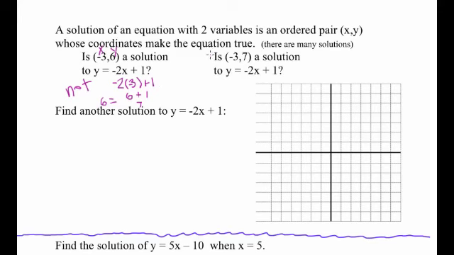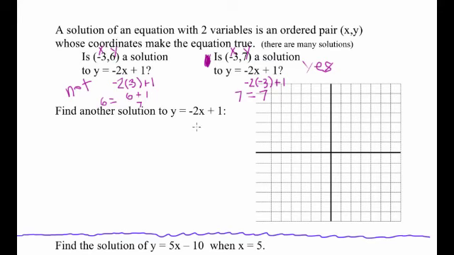So let's try negative 3, 7 over here. If we put in negative 3 for the x value and 7 for the y value, do we get a true equation? Well, if you put in negative 3 for x, negative 2 times negative 3 is positive 6. 6 plus 1 is 7. 7 equals 7. So yes, this is a solution to the equation.